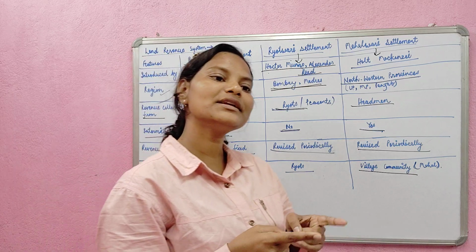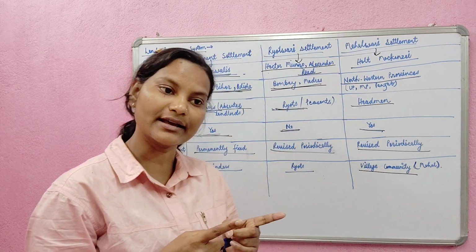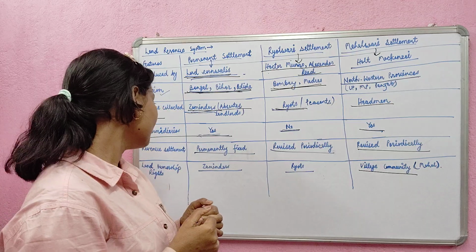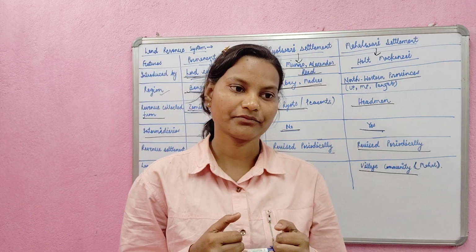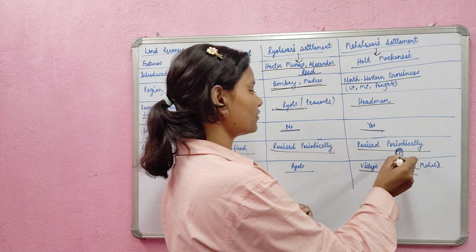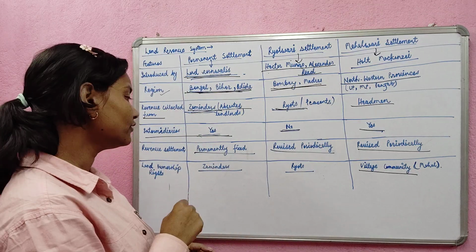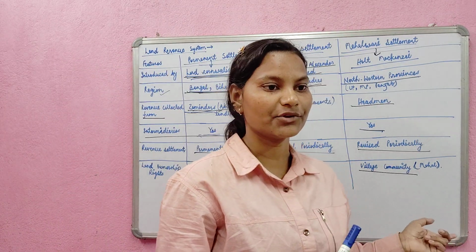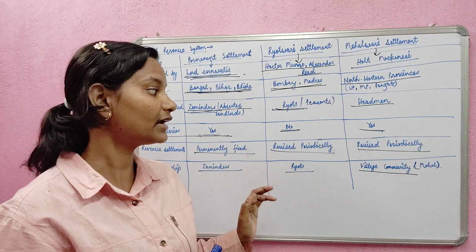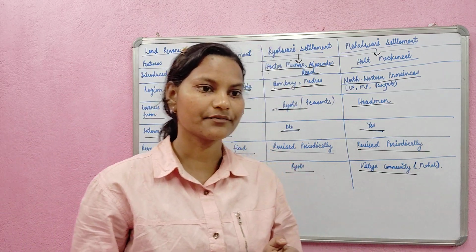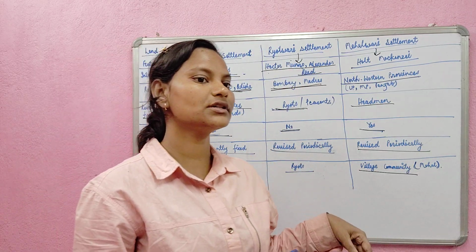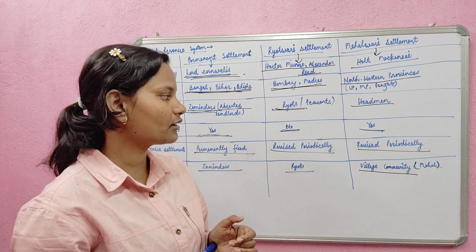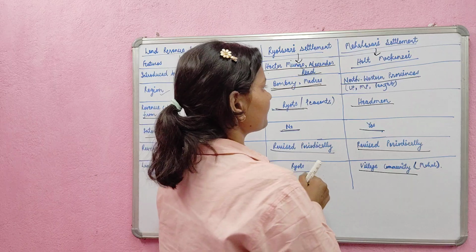Were there intermediaries in the Mahalwari settlement? Yes, there were intermediaries. The revenue settlement was revised periodically. Land ownership right was in the hand of the entire village community, that is the Mahal. So let's see once again.